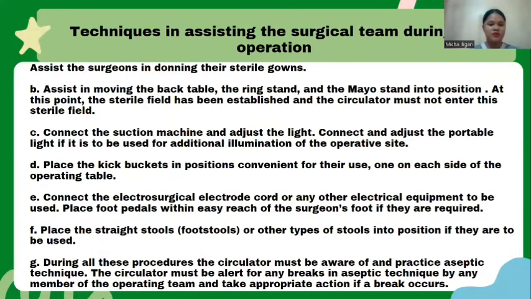Next is place the kick buckets in a position convenient for their use, one on each side of the operating table, and connect the electrosurgical electrode cord or any other electrical equipment to be used, and place foot pedals within reach of the surgeon's foot if they are required, and place the step stools or the other type of stools into position if they are to be used. And last, during all this procedure, the circulator must be aware of and practice aseptic techniques. The circulator must be alert for any breaks in aseptic technique by any member of the operating team and take appropriate action if a break occurs.